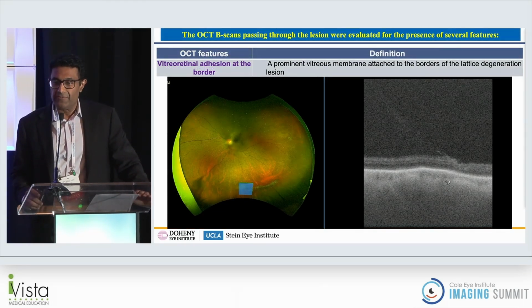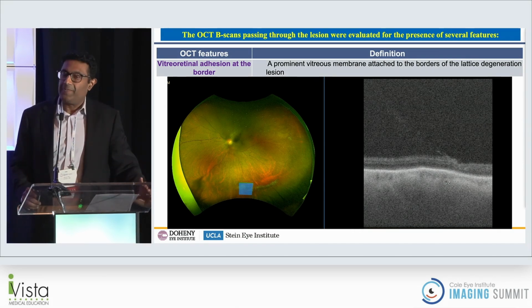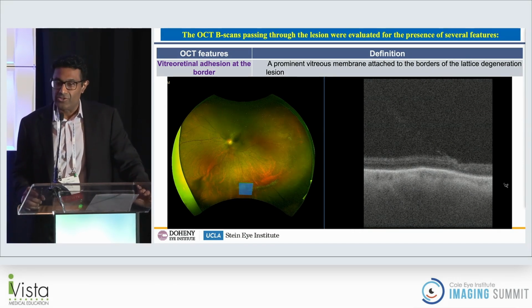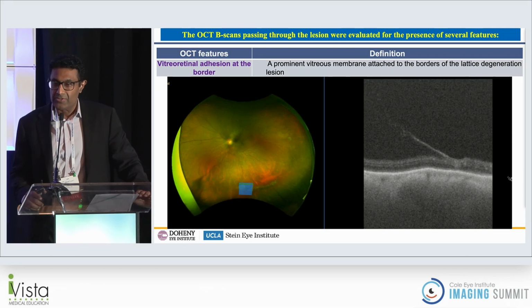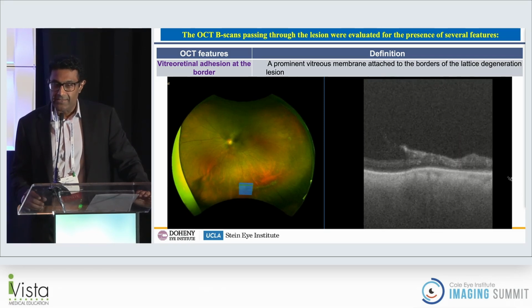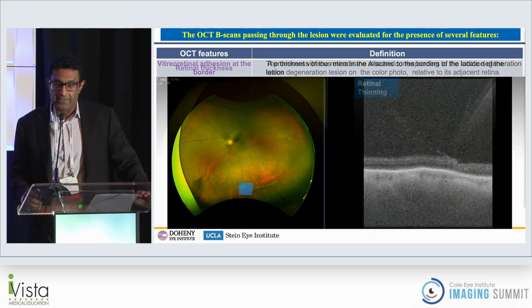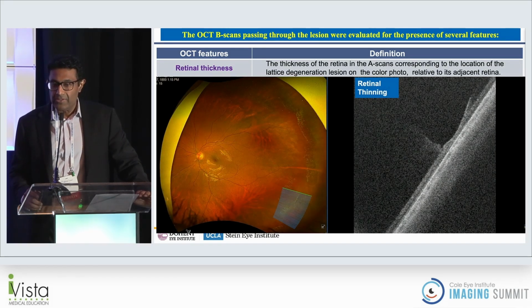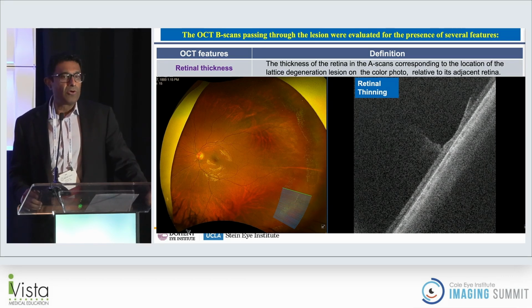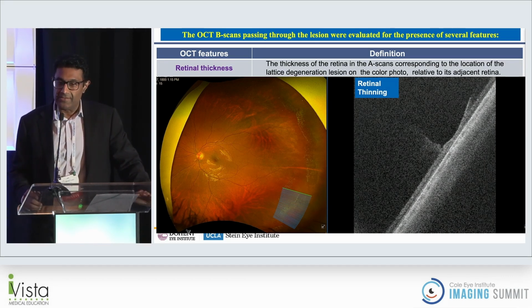And so some of the common features are things that you would expect, right? We all would expect with a lattice lesion, and in terms of recognizing these areas of vitreoretinal adhesion, that's pretty characteristic of these kinds of lesions. Also, again, things that Norm Bayer established, right? So we can see that there can be areas of thinning of the retina.